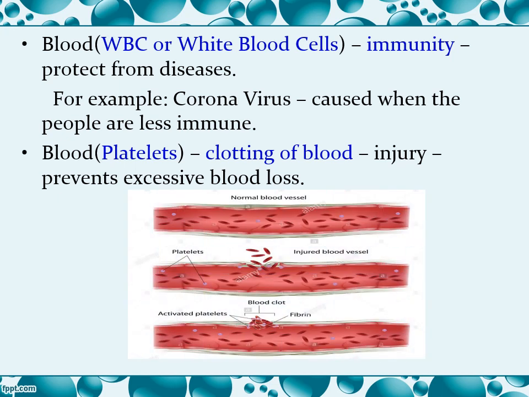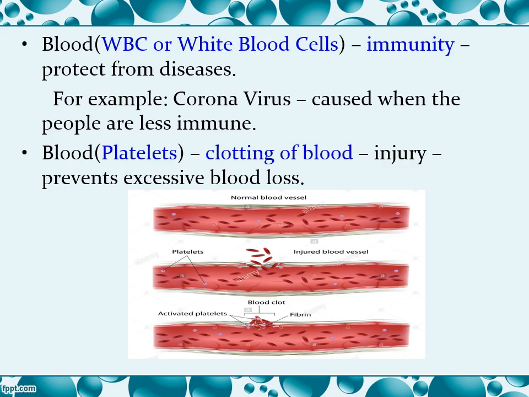When you see the first picture, you can see a normal blood vessel. When you see the second picture, the blood vessel gets damaged or injured due to the hurt. So at that time, what happens? The blood comes out of your body. When you see the third picture, the blood platelets circulate in the blood. When they see an injured or a damaged blood vessel, these platelets rush towards the site of the injury and they get clotted. So that's why the clotting of blood prevents excessive blood loss.